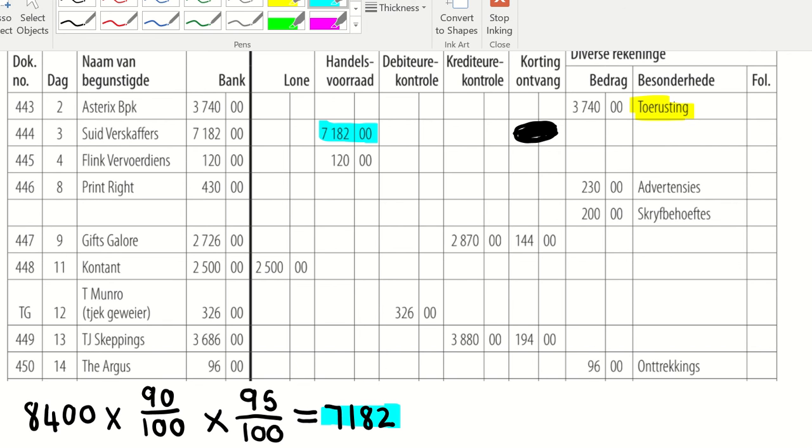So the process that you have to follow here is you first have to take into account the trade discount, the 90 over 100, the 10% less, and then after that, you have to work out a further 5% cash discount. Okay. So you first have to do the first one and then the second one. So you have to do those two things separately.